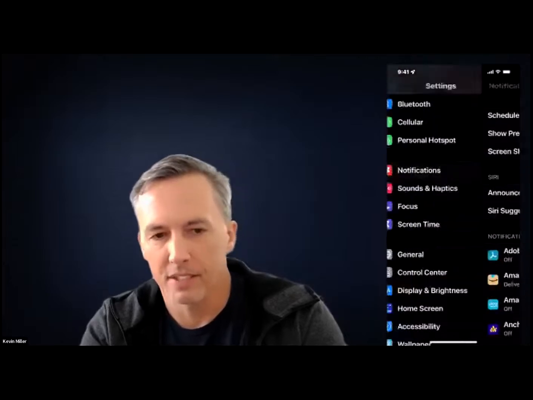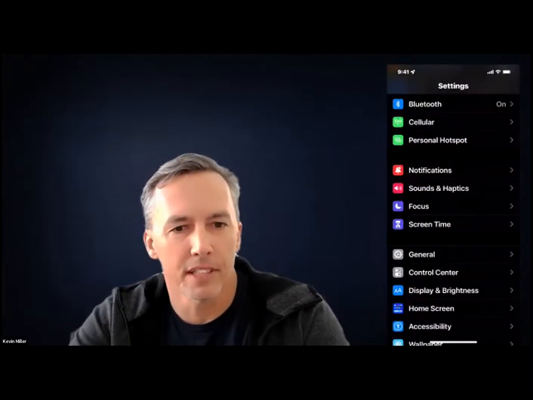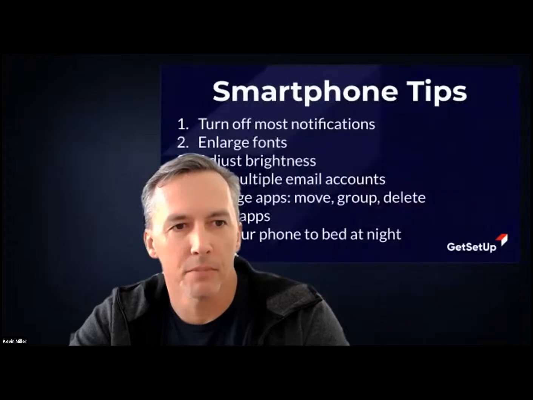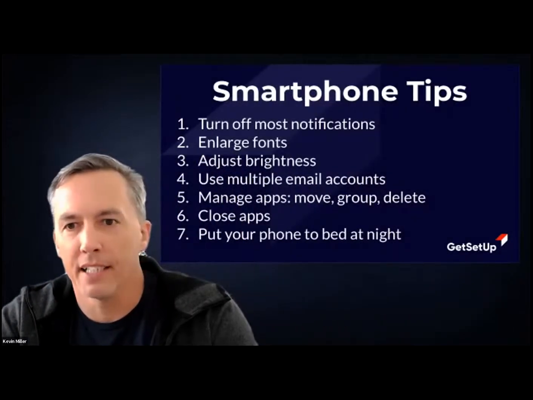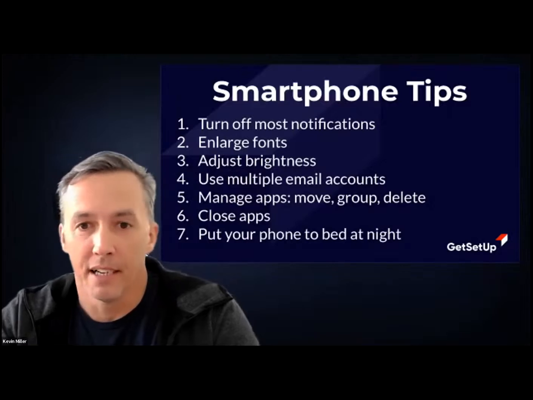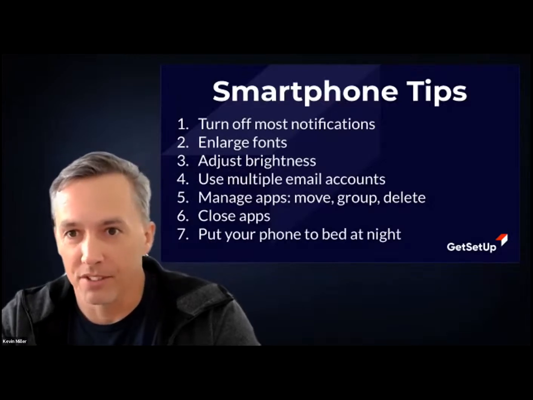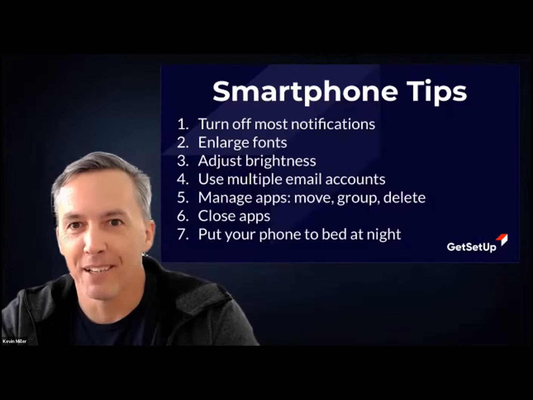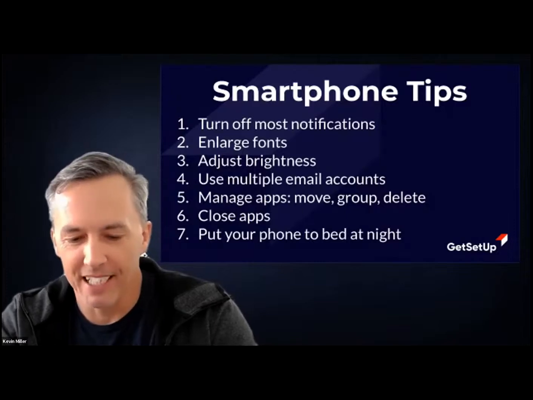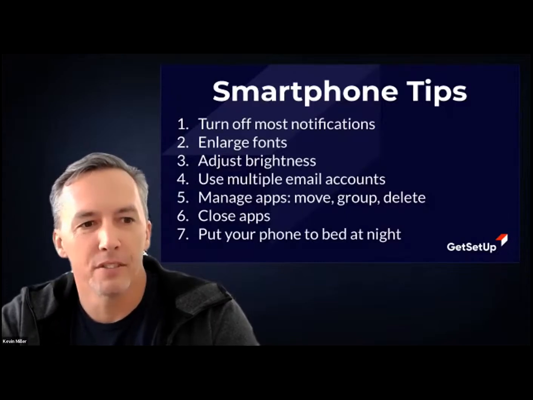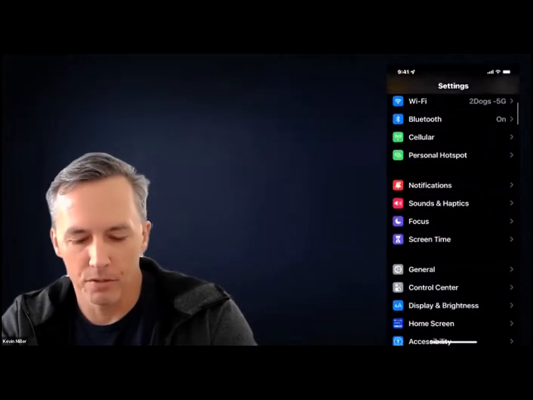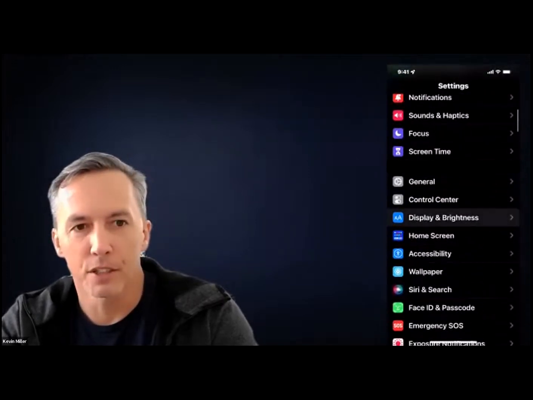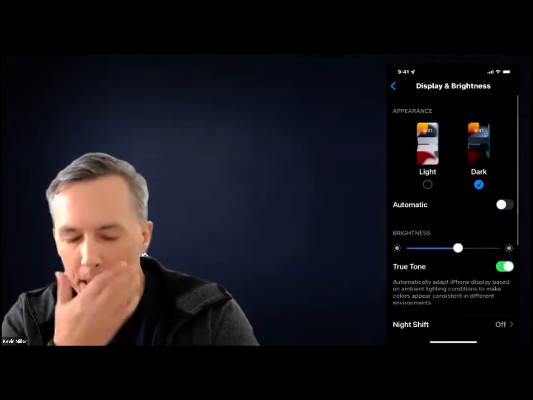Okay, that is the first thing. So your notifications, you want to turn most of those off. Next thing, enlarging fonts and adjusting the brightness. I mean, my eyes are not getting better, they're getting worse. So I'm not afraid to turn up the font size a little bit bigger. Again, to do that, I'm going to go into my settings. I'm in settings and I'm going to go to display and brightness. I go into display and brightness.